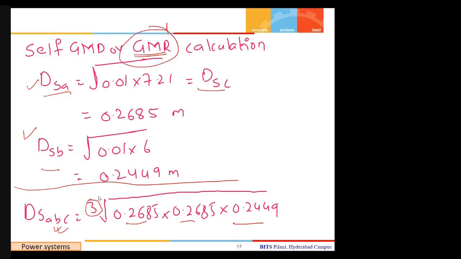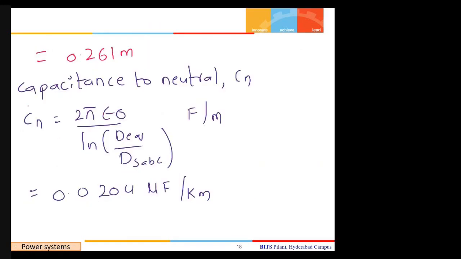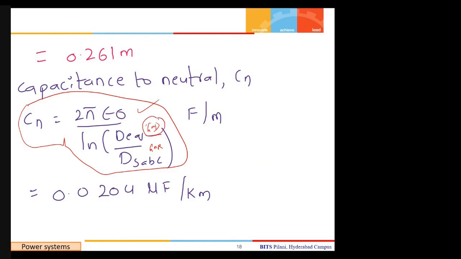Once you have obtained the GMD and GMR, now the time is to determine the capacitance of the system with respect to neutral. So here you have the GMD calculation, here you have the GMR calculation. Whatever type of problem you have, the basic formula remains the same, that is 2 pi epsilon naught ln of GMD by GMR. The only difference is whether you have a single phase conductor, 3 phase conductor, or double phase conductors, you have to calculate this GMD and GMR properly to get your answer correct. So here is the capacitance value we are getting with respect to neutral for the 3-phase double circuit line.